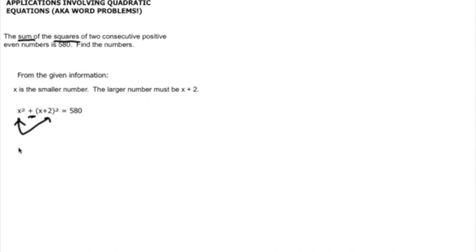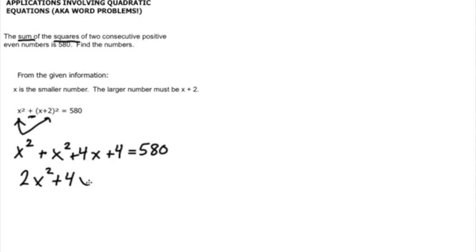parentheses, x plus 2 squared, which gets me x squared plus x plus 2 in parentheses squared, which is a perfect square trinomial. So that is going to expand to x squared plus 4x plus 4, and that equals 580. I'm going to go ahead and combine some like terms here, and I'm going to get 2x squared plus 4x minus 576, equals 0.